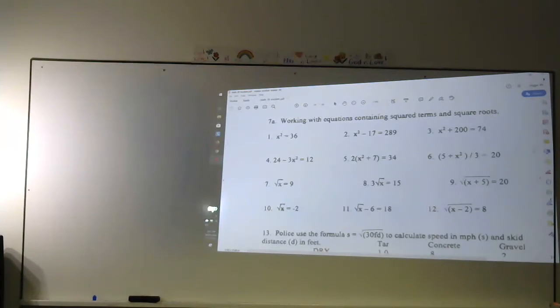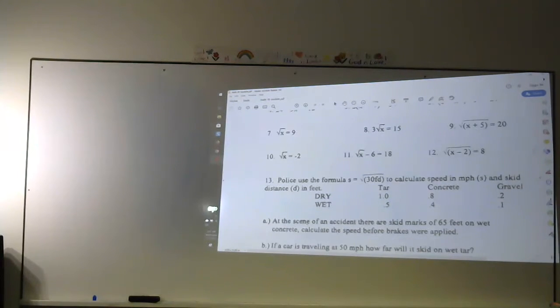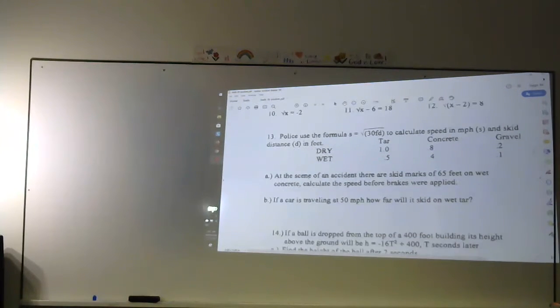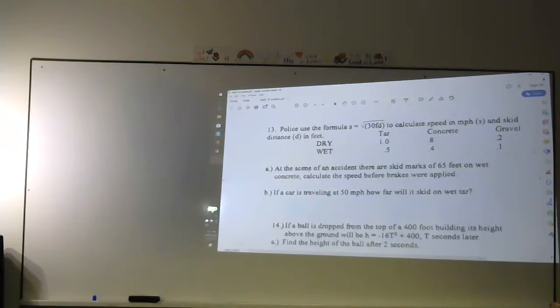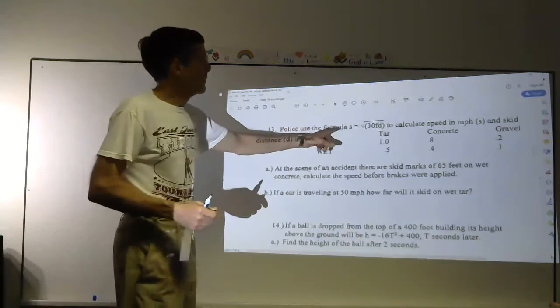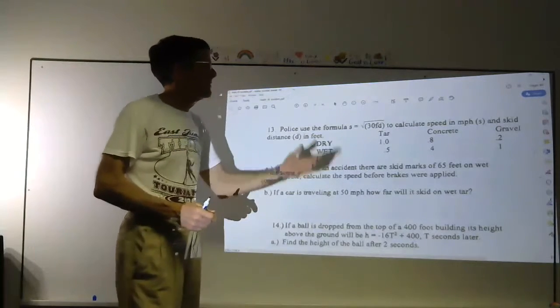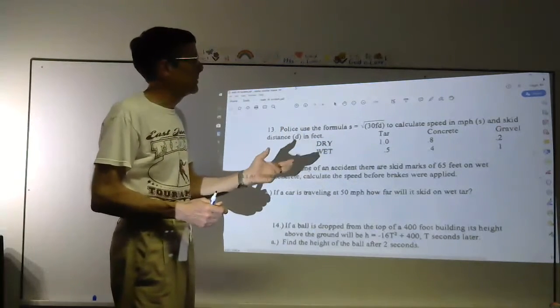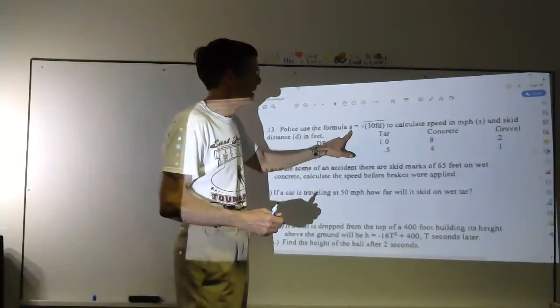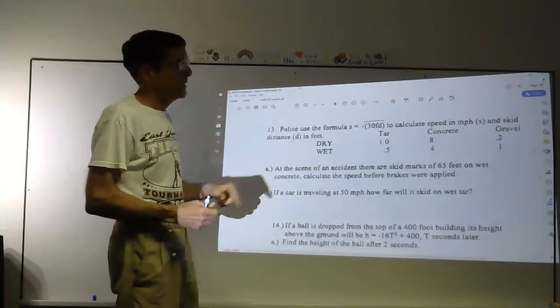So that is how you're going to be solving equations with square roots in them. Now, what is kind of cool about this, there are some really neat problems where you have square roots or square terms. All right, so let's talk about a couple. Police use the formula S equals the square root of 30FD to calculate the speed in miles per hour, which is this S, the speed, and the skid distance D in feet.